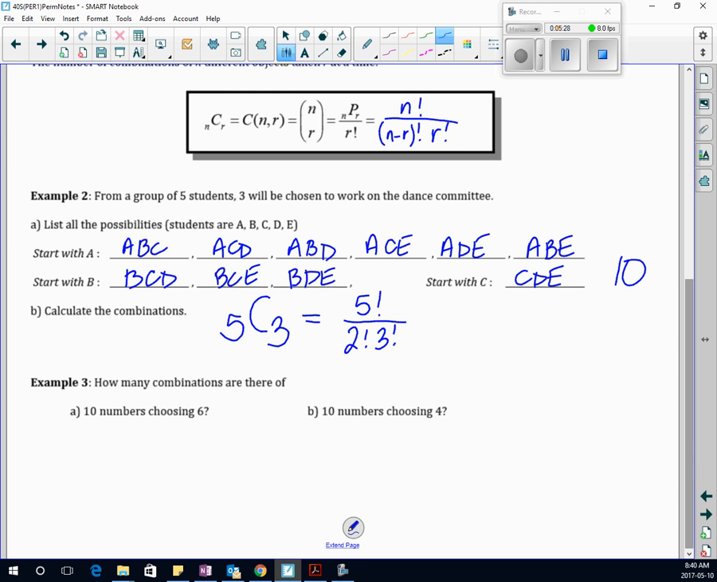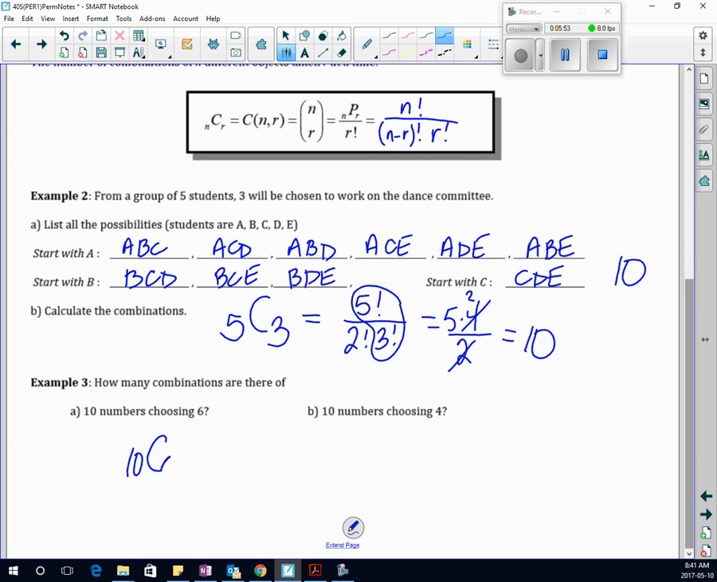So if I simplify this, say I choose the 5 factorial over 3 factorial, that'll simplify. I get 5 times 4, and then the 2 factorial would be 2. So do you see I get 10? Same way I did when I listed them all. Yes? Okay, how about 10 choose 6?